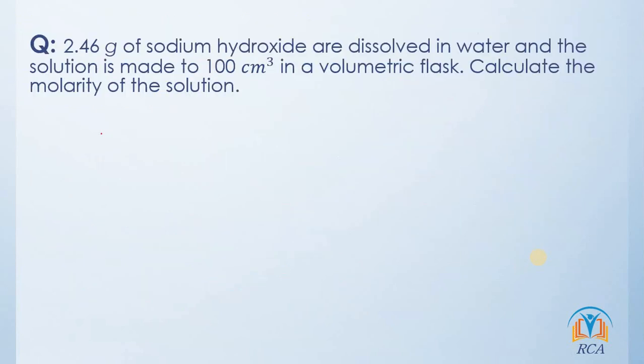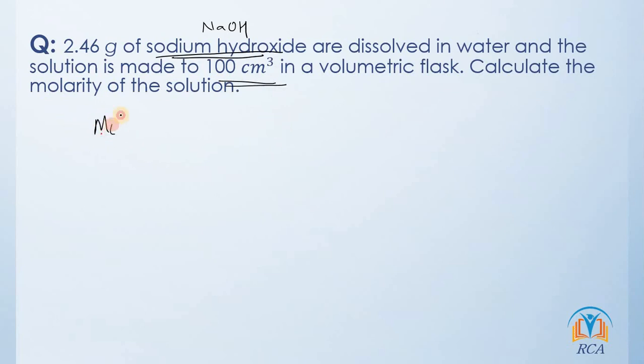Okay. Now what do we have? We have a question based on molarity. Let's try and solve this together. We are given 2.46 grams of sodium hydroxide. What is the formula for sodium hydroxide? Sodium hydroxide is NaOH. It is dissolved in water, and the solution is made to 100 centimeter cube in a volumetric flask. What do we have to calculate? We have to calculate the molarity of the solution.